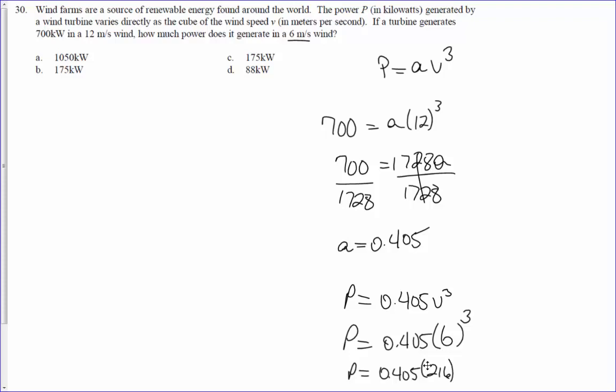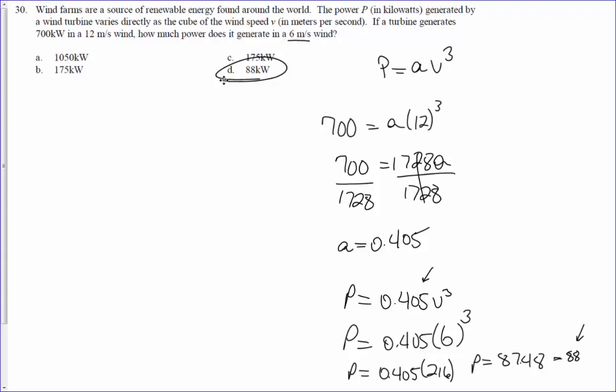So when you multiply that together, you are going to get P equals 87.48, which, well, this would round up to 88 because we didn't use this entire decimal. We stopped it at 3 decimal places. If we would have used this entire decimal, it would have caused this to be higher than 0.48, and it would have made it round up to 88. Okay, so 88 kilowatts of power is what's generated in a 6 meter per second wind.